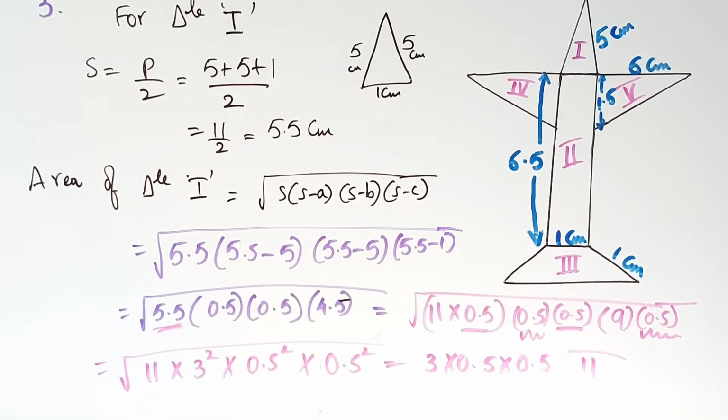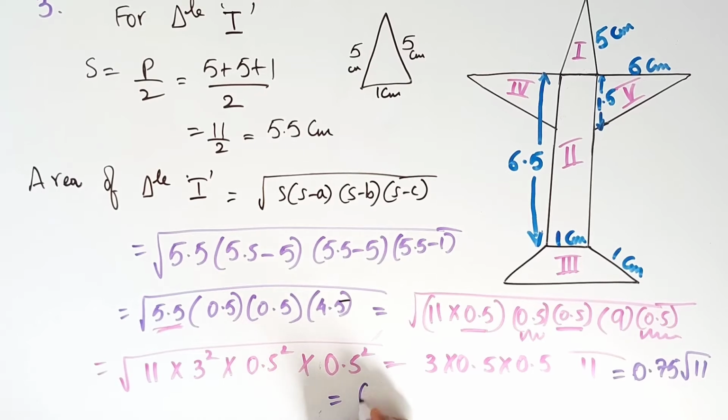Right, children? Here 0.5, 0.5. Think 5 fives are 25 without decimal. So 0.25 into 3 is 0.75 root of 11. Right, children? Here root of 11 is equal to 3.317 approximately.